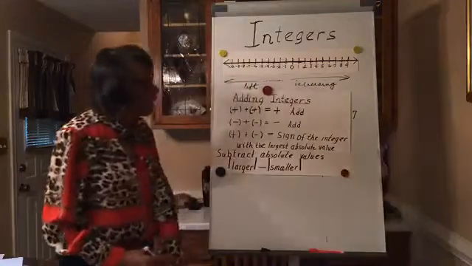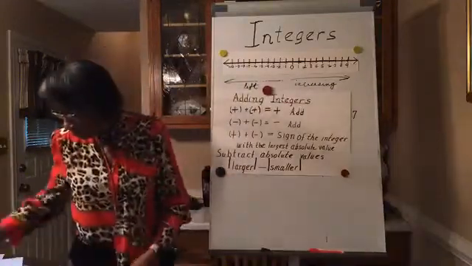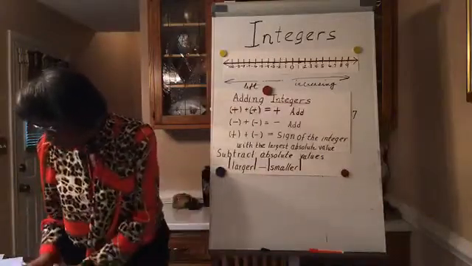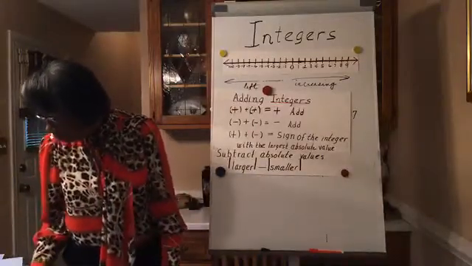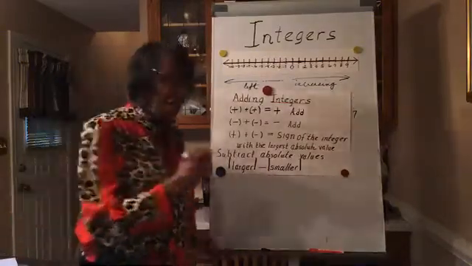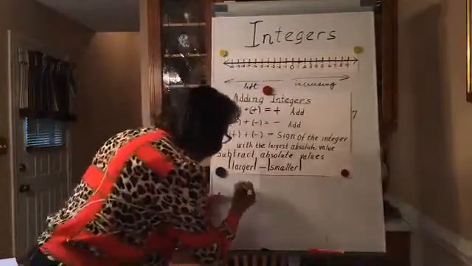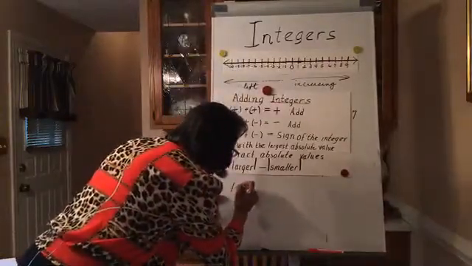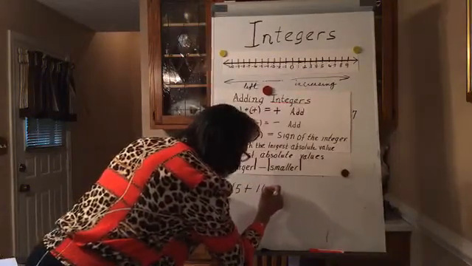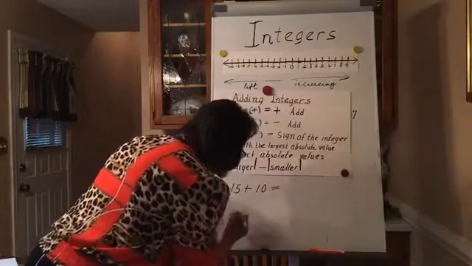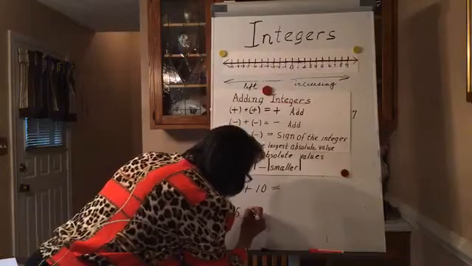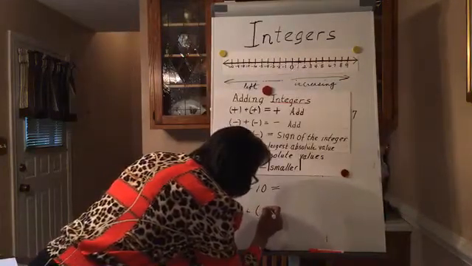All right, I'm going to leave that up, and I'm going to put a couple of ones up here and see if you can do them without the number line. I'm going to use some numbers that maybe are a little larger so that they're probably not on your number line. All right, let's do 15 plus 10. All right, let's do 25 plus negative 5.